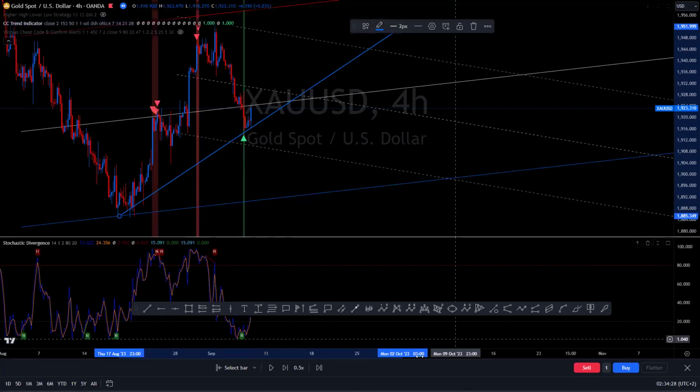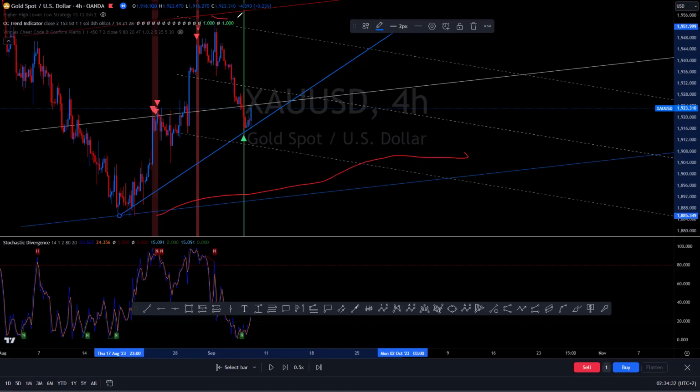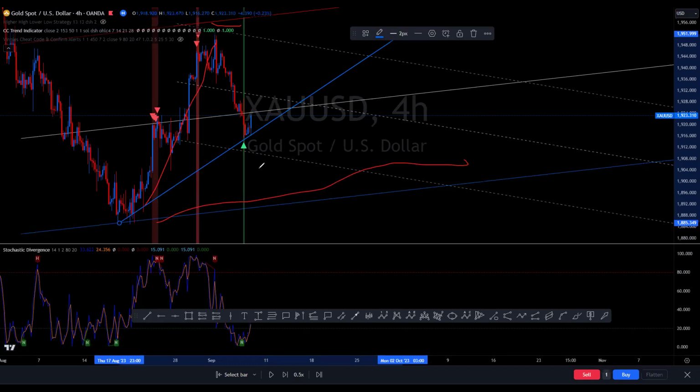And as we can see, the CC trend indicator is pointing upward a little bit. It's kind of pointing this way. So price was bullish at 1.4 drop. So that's fine. So that's all we're going to do for the 4 hour.